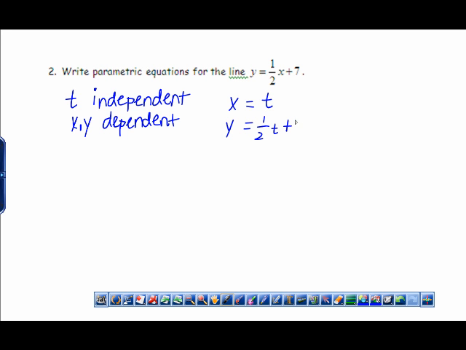That's why I made it so simple. Now there are other equations we could have written, but this is definitely the simplest one. And if you were to have made a table and graphed these parametric equations, the resulting line, the resultant vector, would definitely be y equals 1/2 x plus 7. So going this way is a lot easier, actually.